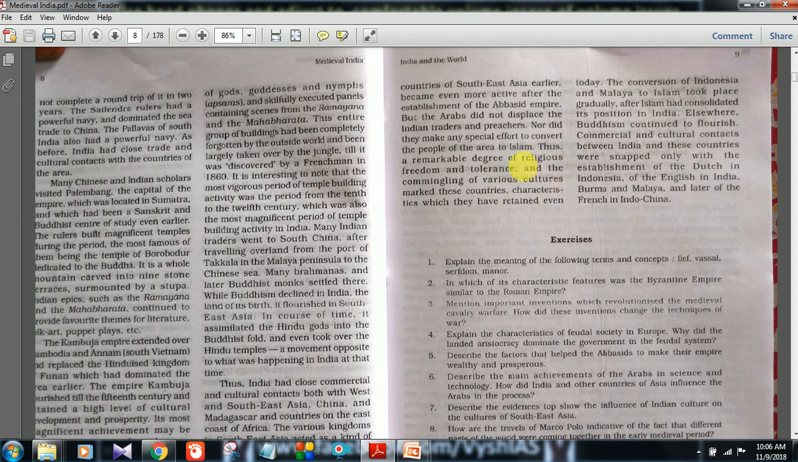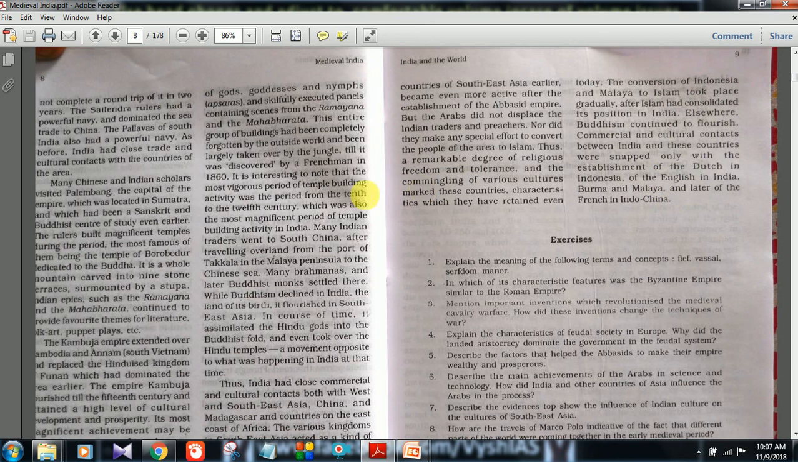Thus, a remarkable degree of religious freedom and tolerance and the commingling of various cultures mark these countries' characteristics, which they have retained even today. The conversion of Indonesia and Malaya to Islam took place gradually after Islam had consolidated its position in India. So in India, Islam came first and only then to Southeast Asia. Elsewhere, Buddhism continued to flourish. Commercial and cultural contacts between India and these countries were snapped only with the establishment of the Dutch in Indonesia and of the English in India. So these are all modern history part, who all ruled where all. So this is the story.